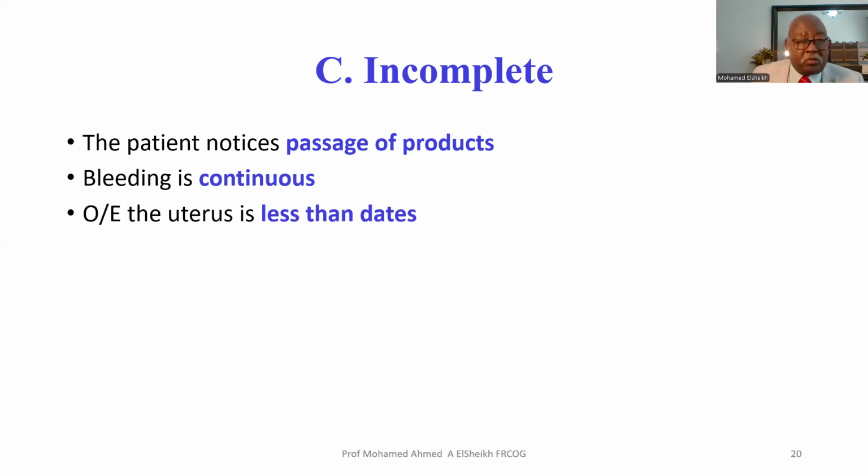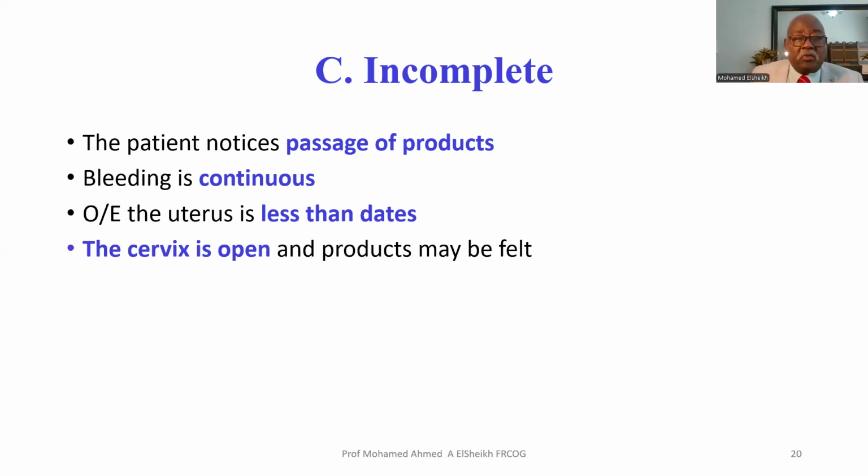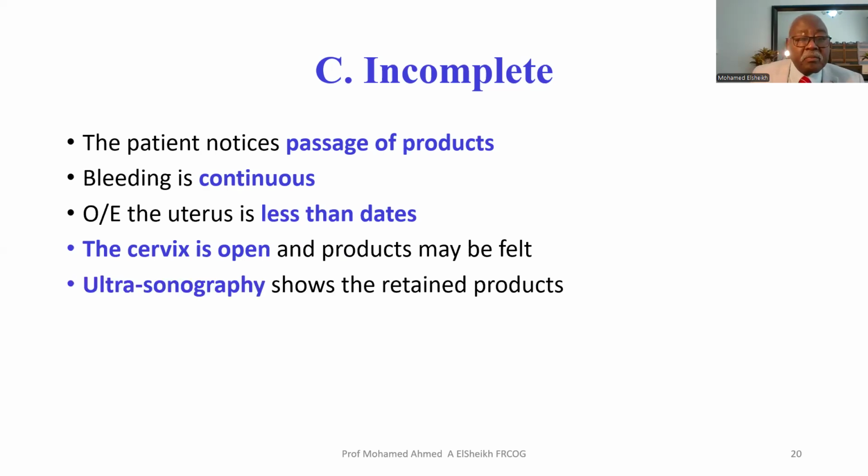Bleeding is continuous. When you do examination, the uterine size is less than the dates. If you remember, we said that the cervix will be open and the products may be felt because some are still there. Ultrasonography usually shows the retained products. You won't be able to see the fetal heart. And as we have said, the os is open.